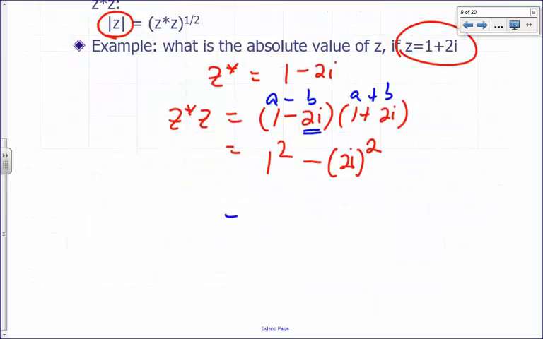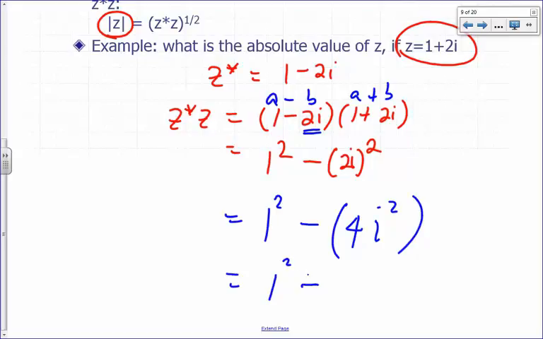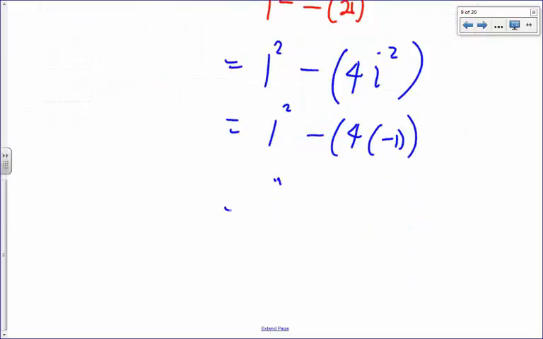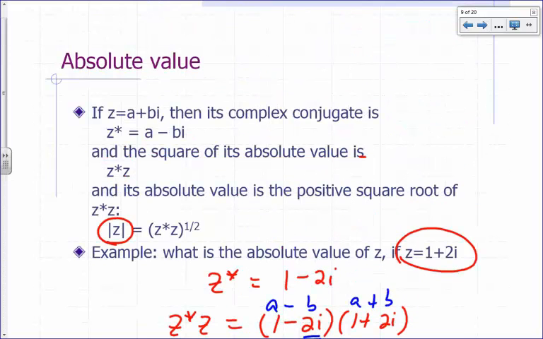So what is 1 squared minus 2i squared? What is 2i squared? 4. That's 2 squared, and then i squared, right? So that's 1 squared minus 4 times, what is i squared? Negative 1. So this is just 1 plus 4. So that's 5. Okay?